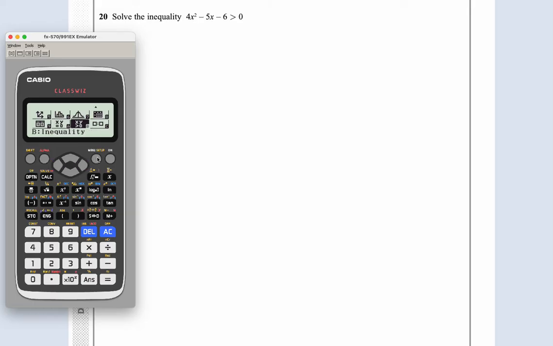So I'm going to press MENU on this calculator, it's inequality. The degree of the polynomial, that's just 2 because it's a quadratic. So I press 2. Then which one of these is it? Is it greater than 0, less than 0, greater and equal, or less than and equal? Well, it's the first one because it's greater than. So I'm just going to press 1. My numbers are 4, -5, and -6. Press enter, and I get the answer. X is greater than 2 or less than -3/4.